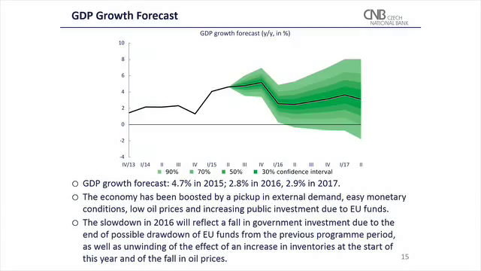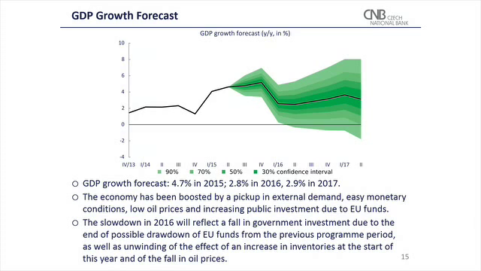Also, the economic growth will slow down next year, and on average it will reach 2.8% and then 2.9% in 2017. So a more or less flat profile of the GDP growth afterwards.